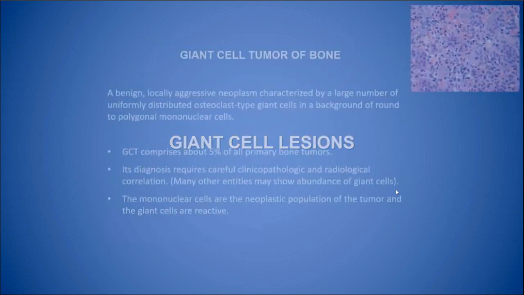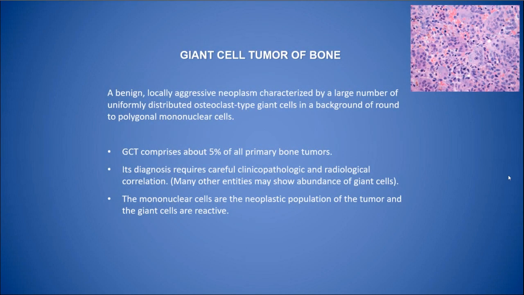Moving on to giant cell lesions, we're going to discuss giant cell tumor of bone, the prototype giant cell lesion of bone. It is a benign, locally aggressive neoplasm that is characterized by a large number of multinucleated osteoclast-type giant cells in a sea of mononuclear cells that are the actual neoplastic component of the tumor. The giant cells are reactive.